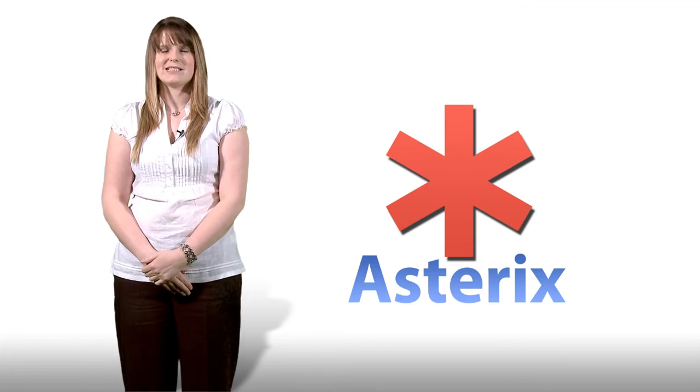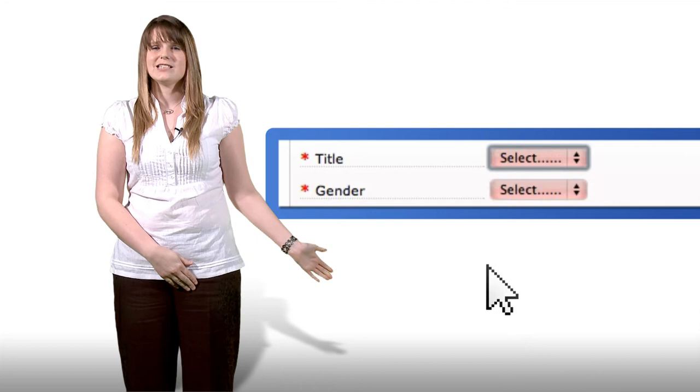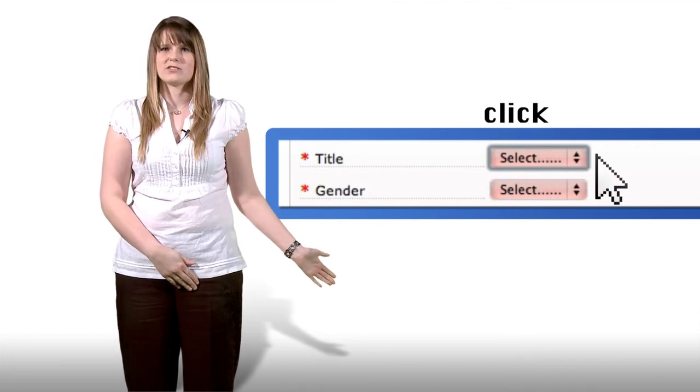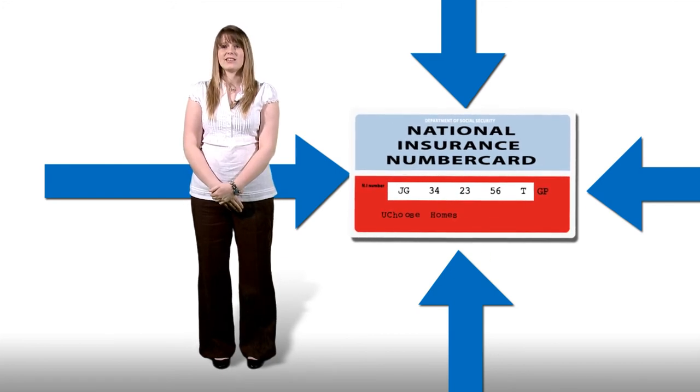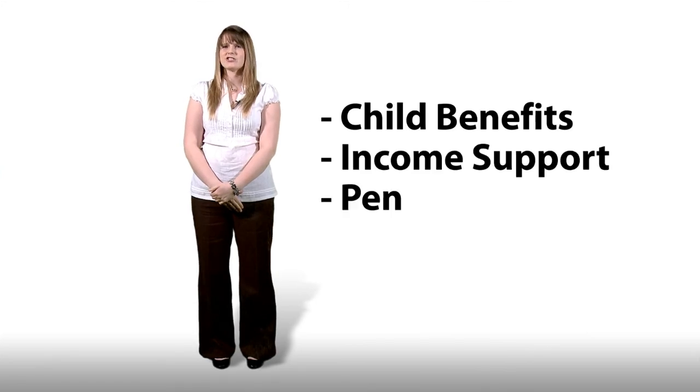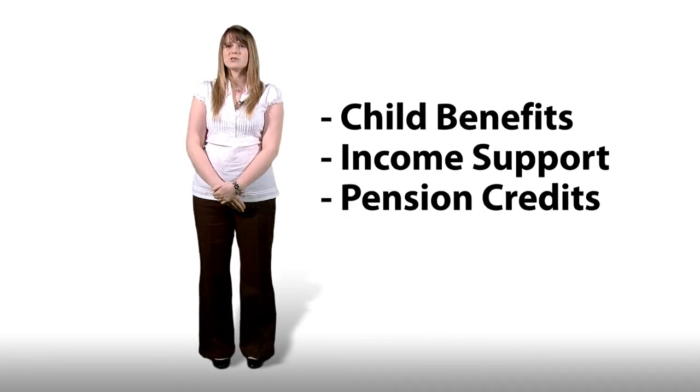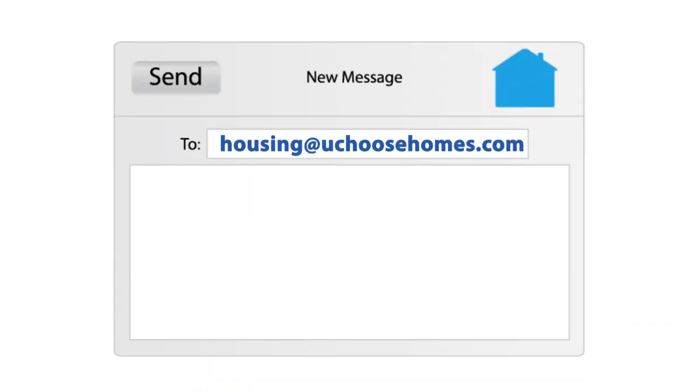This is the first of 11 sections that you will need to fill in. The boxes marked with an asterisk need to be completed. The boxes that look like this need to be clicked on, revealing some options. For this section, you will need your national insurance number. This can be found on a card like this. It can also be found on any state letters such as child benefit, income support or pension credits. You can also supply an email address which will look something like this.